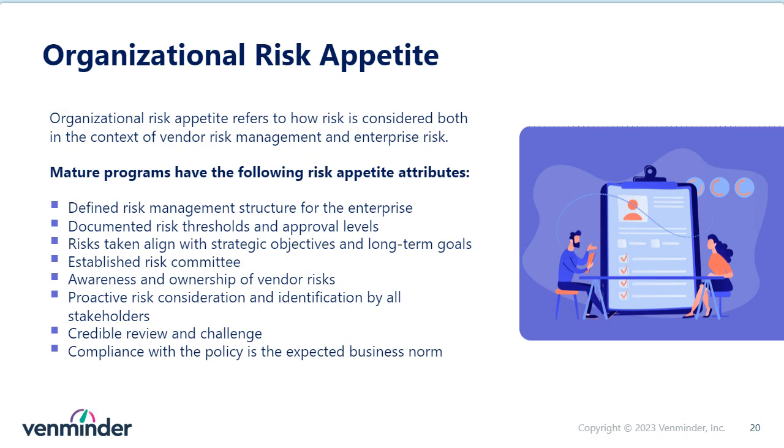You'll need an established risk committee and organizational awareness and ownership of vendor risk. And it's not just something that only the vendor risk management team thinks about, but all the stakeholders in the organization who have interaction or responsibility for vendors, that they're actually aware and vigilant about those risks also. A mature risk management structure also has something called a credible review and challenge, which means that risk decisions are never made in a vacuum. And finally, one of the most important hallmarks is to make sure that the organizational risk appetite demonstrates that compliance with the policy is expected and is the business norm.